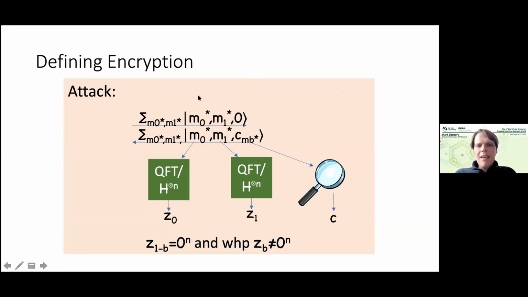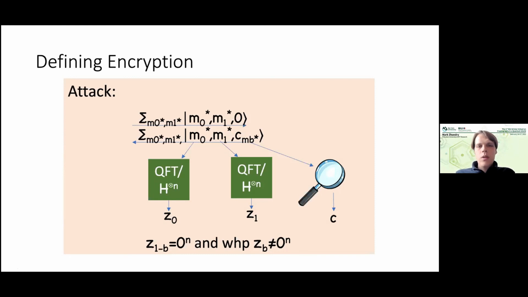Or what you could do is have the challenger compute C_MB star, but then keep the M0 star, M1 star for themselves, and reply with just C_MB star. This notion is actually mathematically equivalent to just requiring a classical challenge query, because the fact that the challenger kept M0 star, M1 star for themselves and didn't return them is mathematically equivalent to the challenger just measuring the incoming query and making it classical.